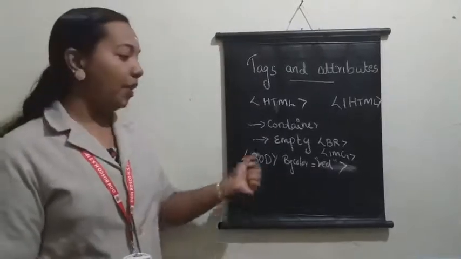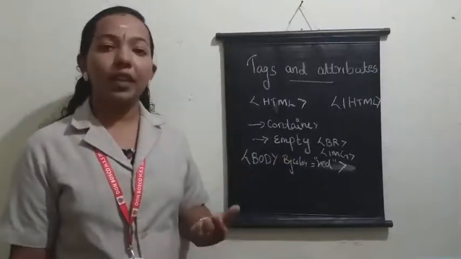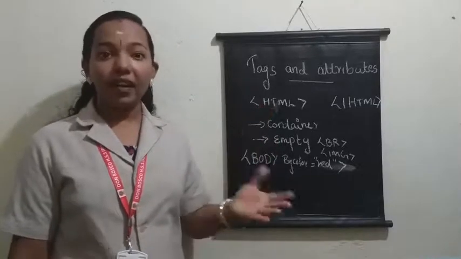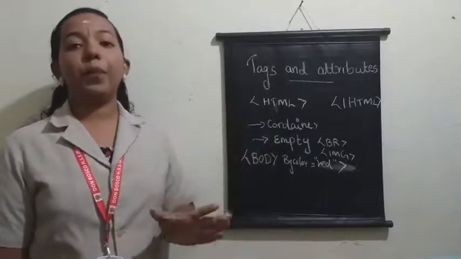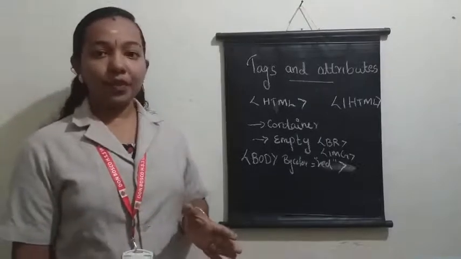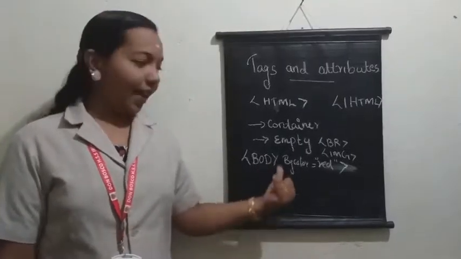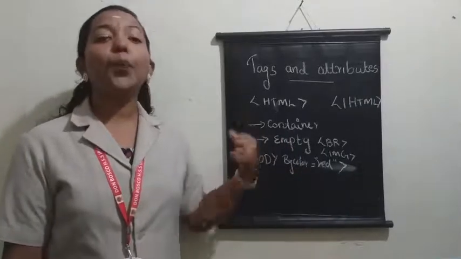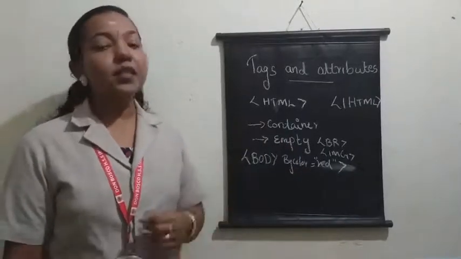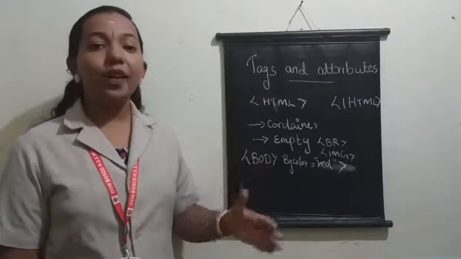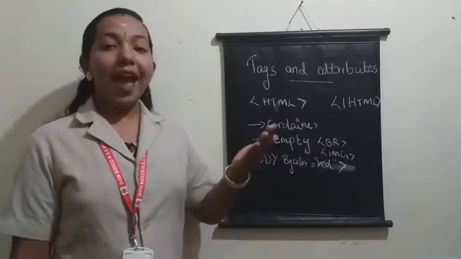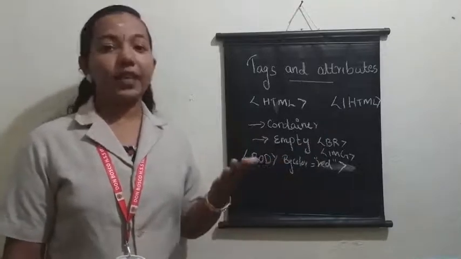If I write body BG color equal to red, what will happen? The body tag will execute and it will also fill the web page content with red color. So here body is the tag and BG color is the attribute of the body tag. In this chapter we are going to study different tags of HTML and also their attributes. Attributes will be different for all the tags.